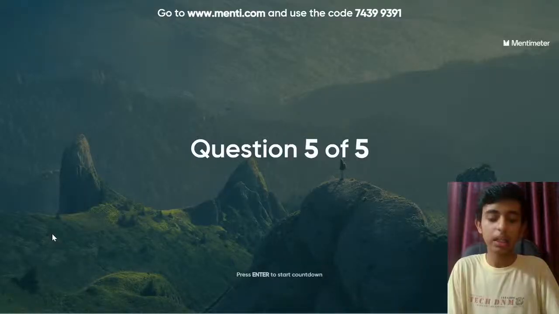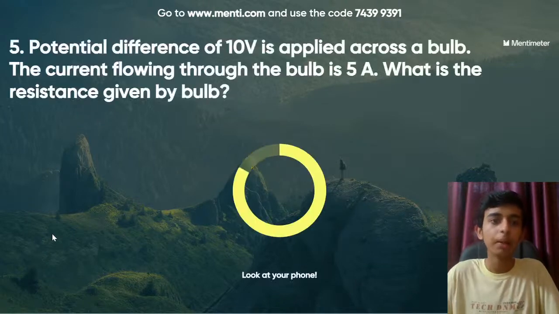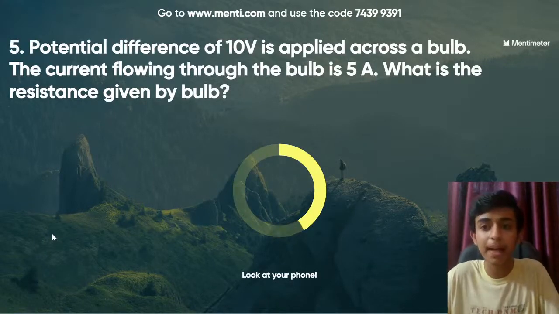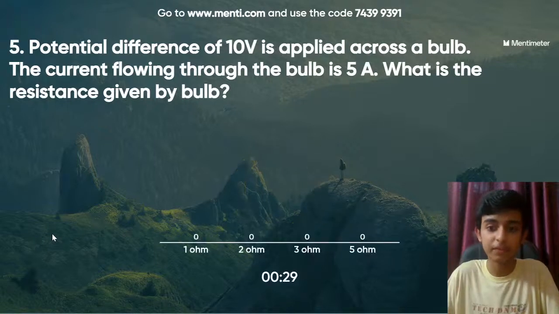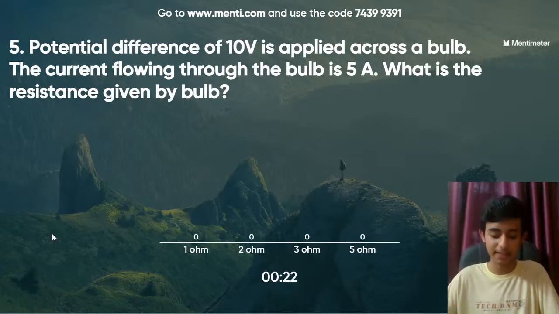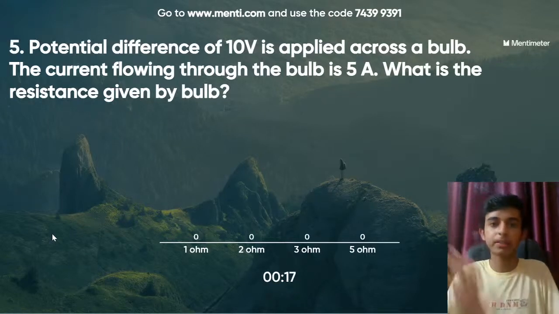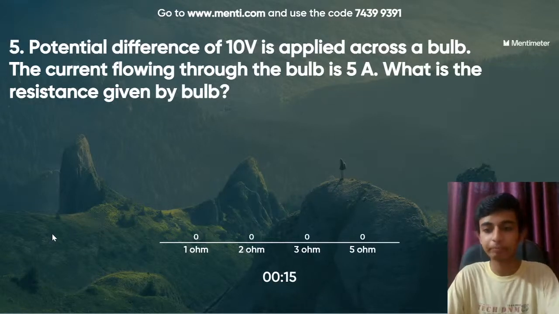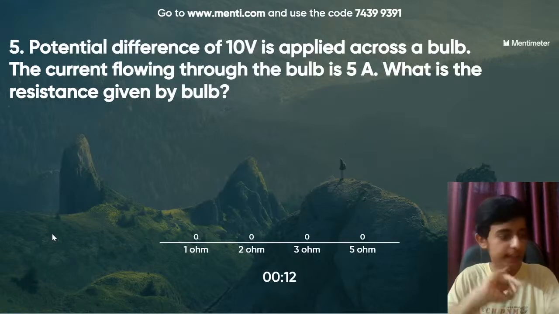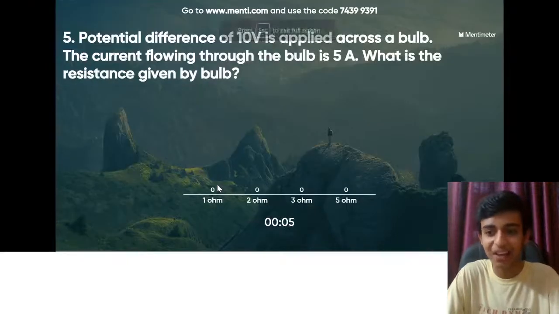So the last question which is there on your screen is this. A potential difference of 10 volt is applied across a bulb. The current flowing through the bulb is 5 amperes. What is the resistance given by the bulb? In this you just have to divide. Nothing is much difficult in this. Just divide both the values. Quickly answer everyone. 10 seconds left. Now I will answer. It is 2. I have told you the answer now.